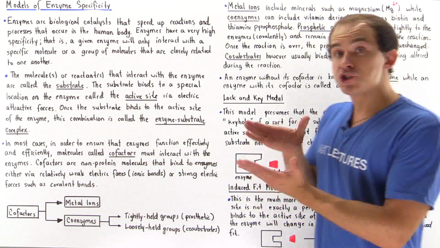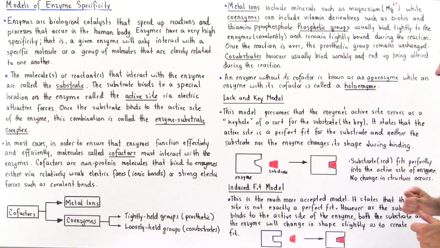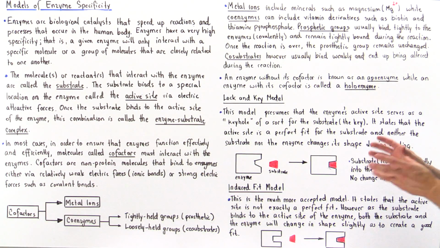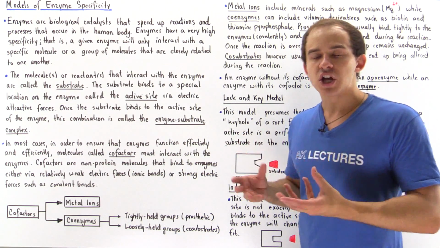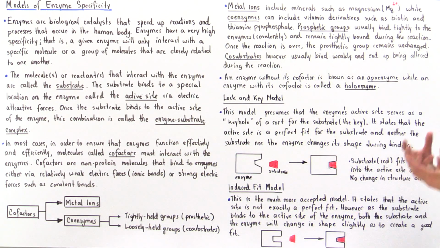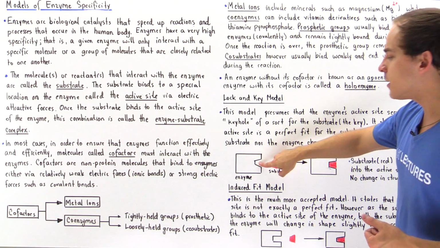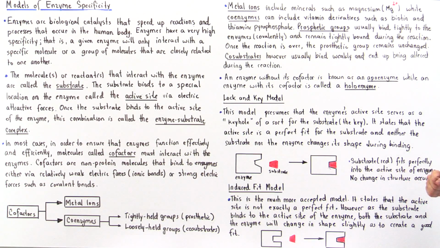where the lock and key model states that the active site shape and our substrate shape do not change in shape in any way because they are essentially a perfect fit. So this fits perfectly into the active site of the enzyme.